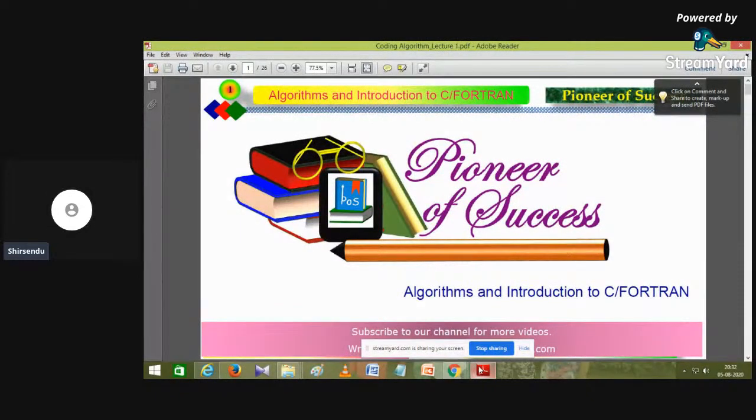So, welcome back. Today, we are going to present the first class on algorithm and introduction to C and FORTRAN. We'll make this class more interactive because this is the first class, and in this class, we are going to tell you what are the things we are going to cover in this particular course and what exactly you people are going to learn from this particular course. So I'll expect your comments in the chat box so that I can interact with you all.